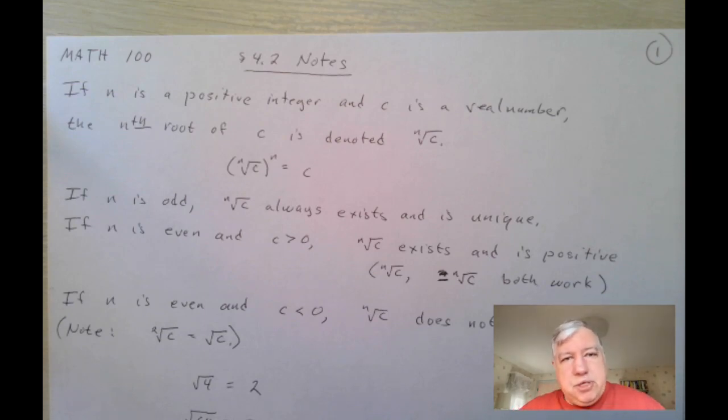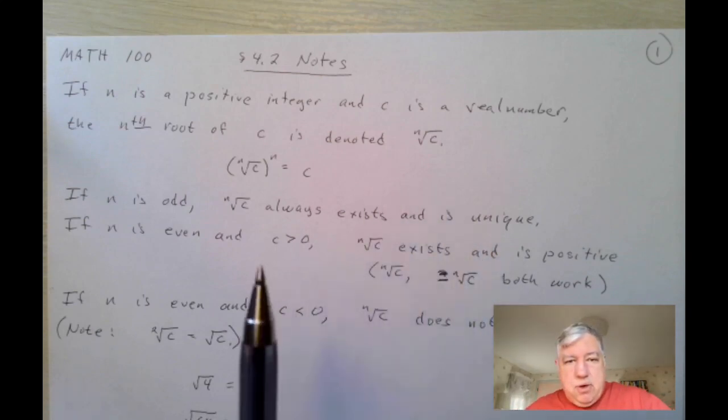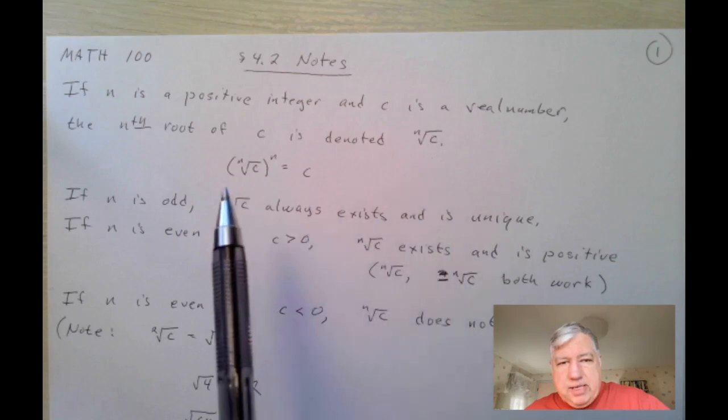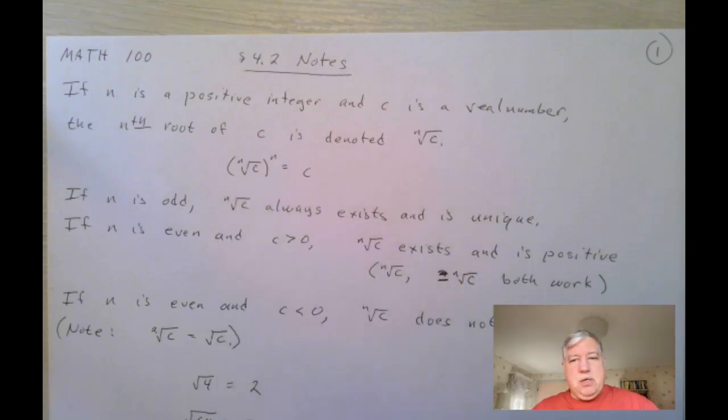So let me just remind you what these nth roots are. If n is a positive integer, like 1, 2, 3, 4, and so on, and c is a real number, then the nth root of c is denoted this way, by this symbol. It's defined as the number that, if you raise it to the nth power, you get c. So in a way, this is kind of like the opposite of exponents.